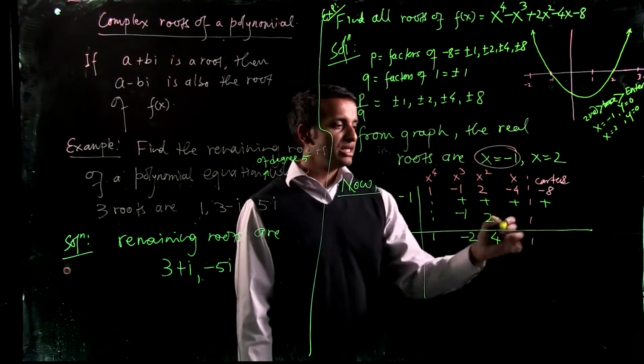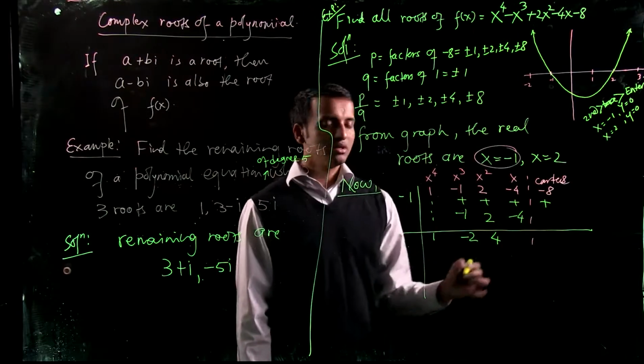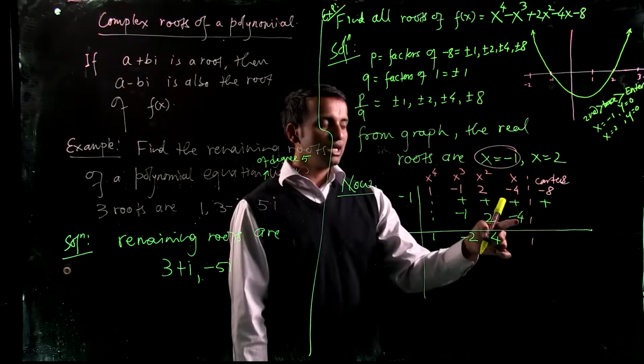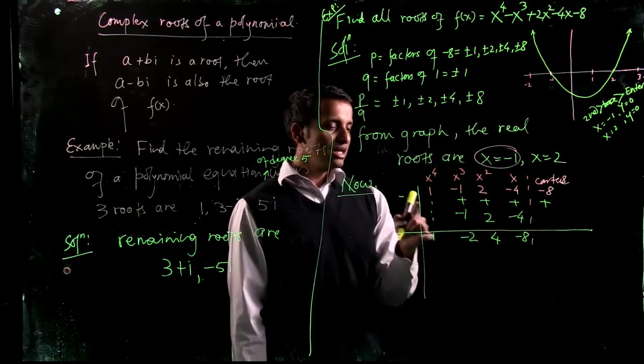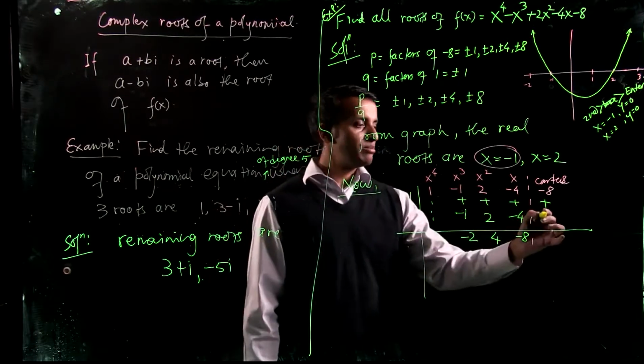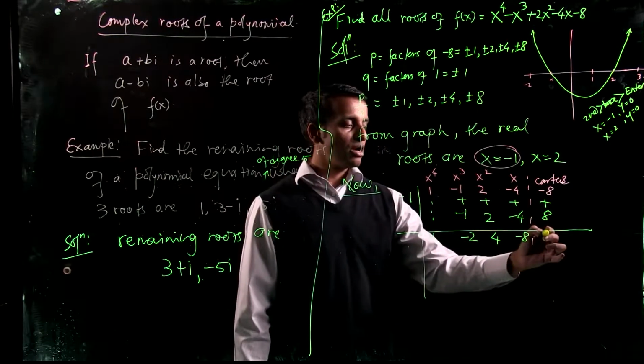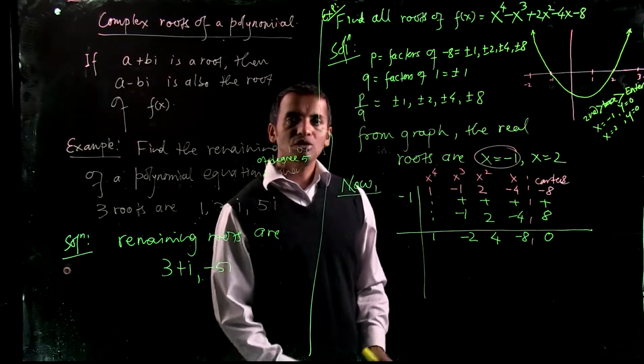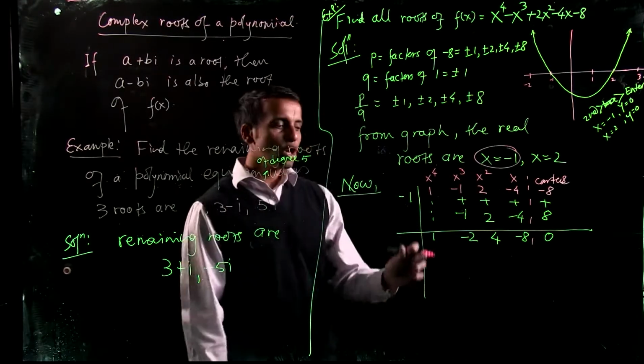Now negative 1 times 4 is negative 4. Okay, so negative 4 plus negative 4 is negative 8. Again, negative 1 times negative 8 is positive 8. So negative 8 plus 8 will be 0. So the remainder is 0, right? So what is the quotient?